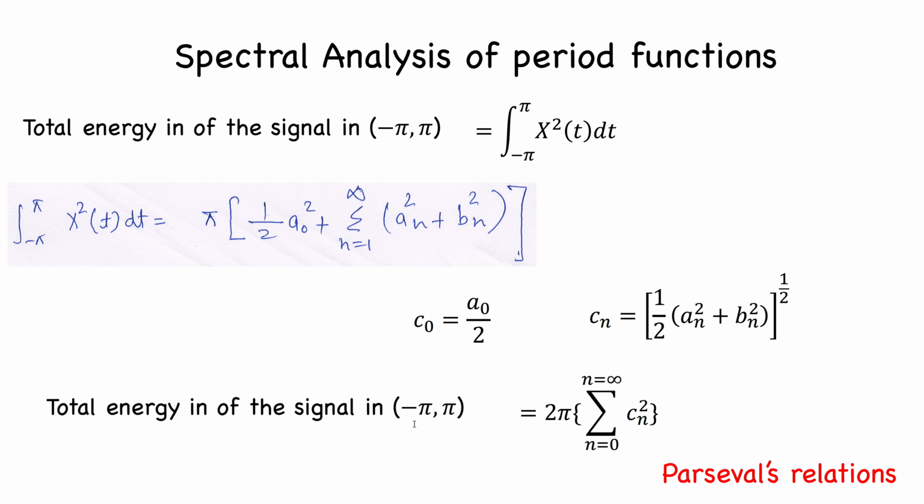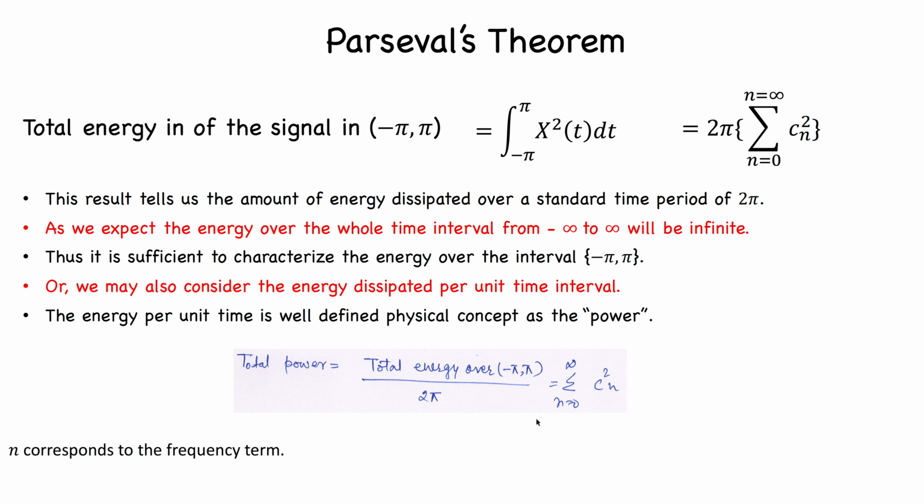You can see this mathematical manipulation, but this is a very important relation. This is telling us the total energy can be written in terms of different frequency components, where n belongs to the frequency components. So this is the total energy. This result tells us the amount of energy dissipated over a standard time period of 2 pi. The energy between minus infinity to infinity will again be infinite, but it is enough to have the energy between minus pi to pi. So that will be finite, as we can see.